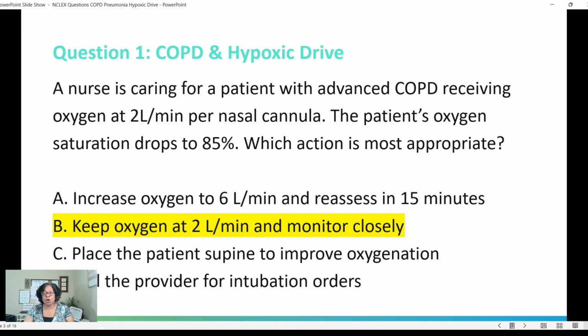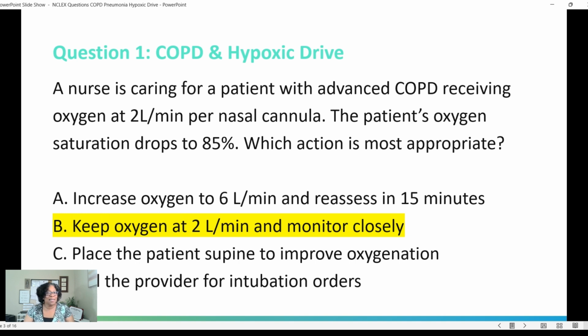So with this, if you would have picked A, increase the oxygen, or C, lie supine, that would make the patient worse. Remember, increased oxygen will cause the patient to hypoventilate because of too much oxygen. And C, in the supine position, the lungs won't be able to expand, so it's not going to improve oxygenation.